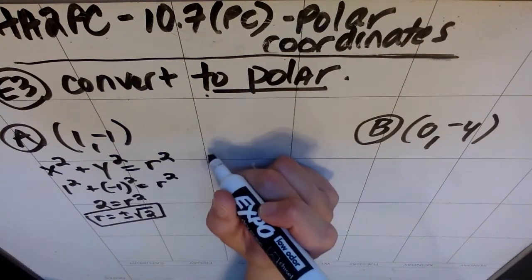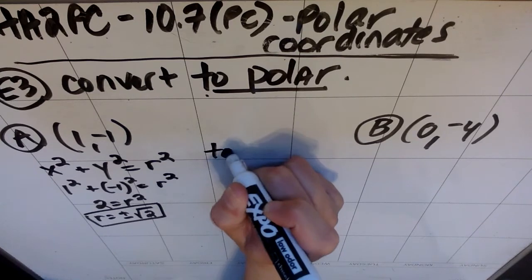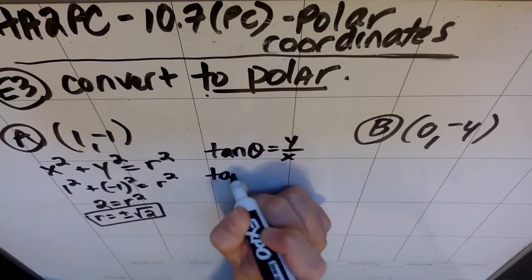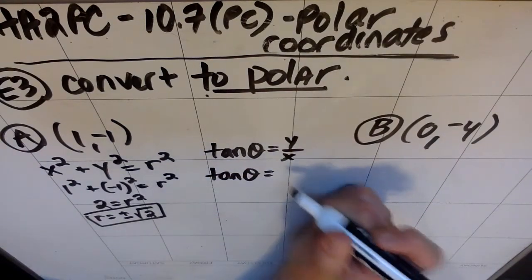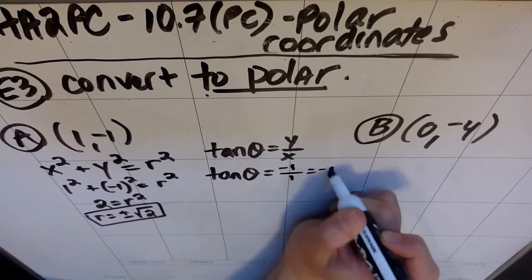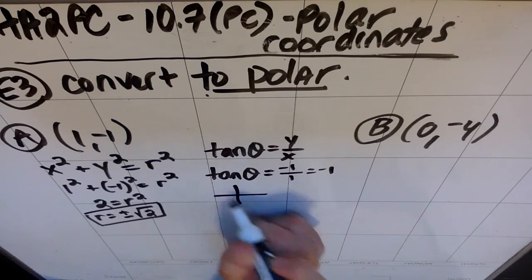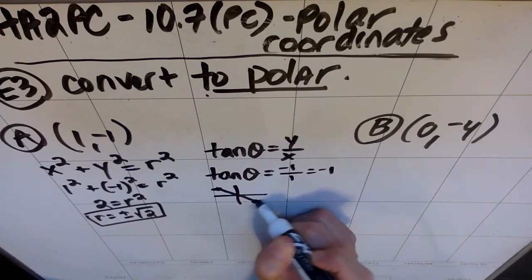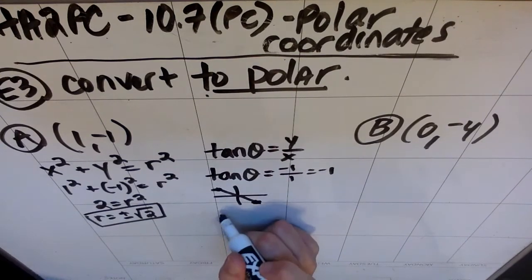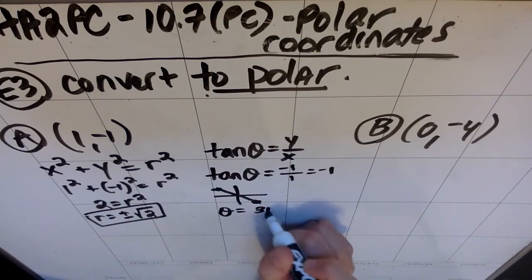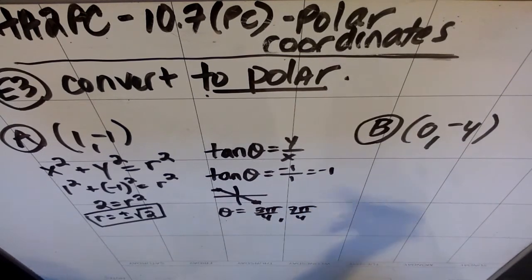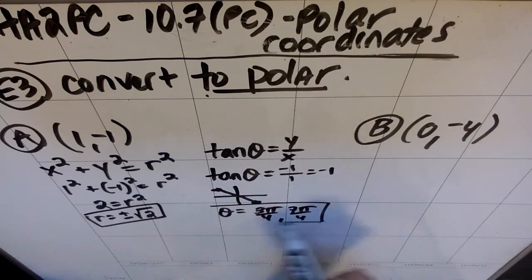The other equation that relates theta, because that's the thing I need, is that tangent of theta should be y on top of x. So I want where the tangent of theta is a negative 1 over 1, or just a negative 1. Well, there are two spots where the tangent of theta is a negative 1. It's the pi over 4s in quadrant 2 and quadrant 4. So I could have either theta is 3 pi over 4, or theta is 7 pi over 4. So now the trick is I need to pick a combination of these two pieces of information that are going to give me the right point.